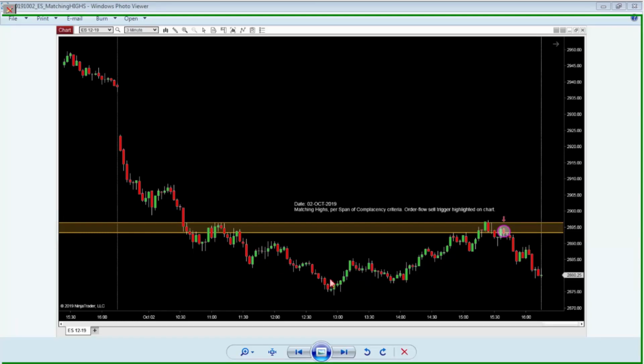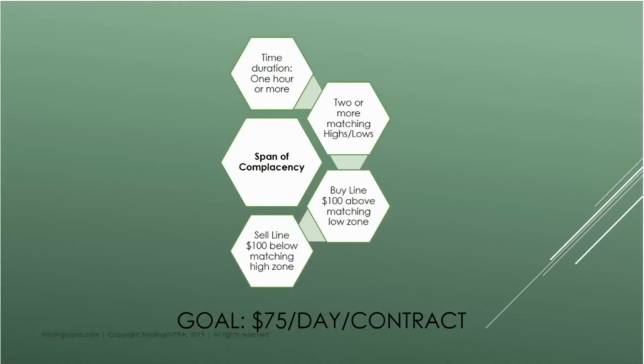And so here's another instance. We've got highs. This is definitely more than an hour toward the end of the day. Retest right at the same zone, right at the same high. So then simply draw the zone. The sell line would be down here at the bottom edge. And we can see where the algorithm identified a favorable sell side entry.